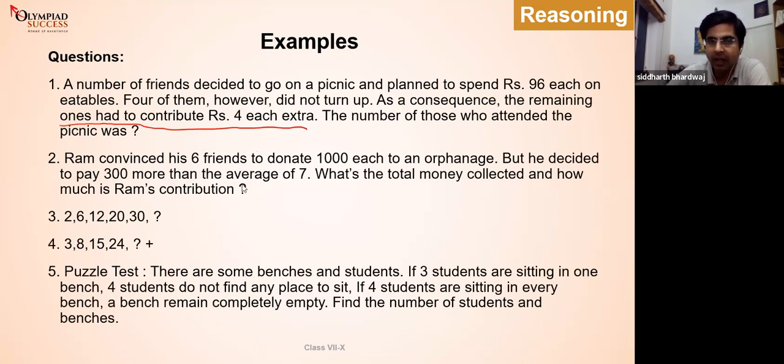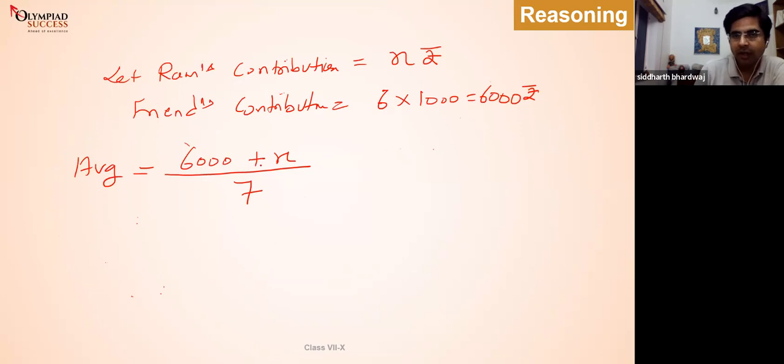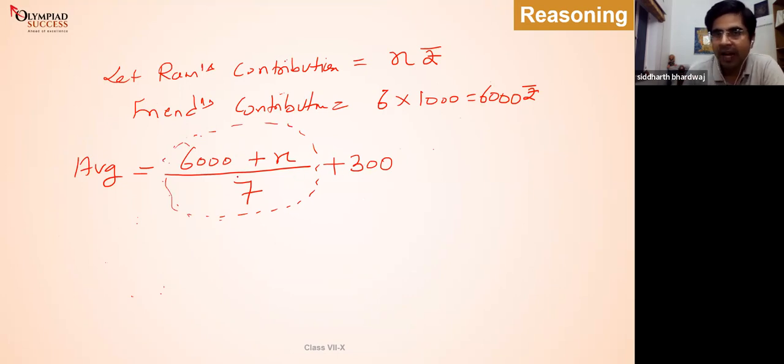Now he wanted to pay 300 more than the average of 7. This is the average, and he wanted to pay 300 more. Does everybody know how to find the average? We add all the quantities and divide by the number of observations or number of people. This is the formula for average. So how will we find the average of the 7 people? The 6,000 we already know for the 6 friends, and we don't know about Ram, so we just add X.